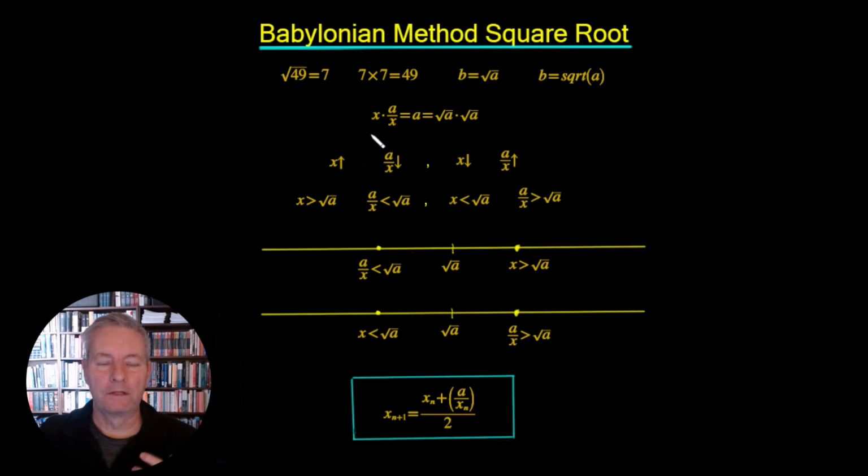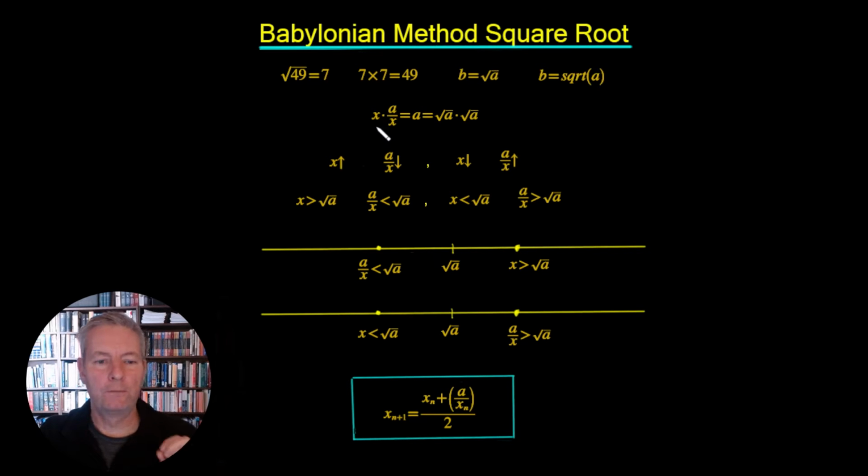Now, the Babylonian method is a nice and beautiful little method, and the main mathematical point here is that we can write the number a as x times a upon x, because the x's will cancel and we're just left with the a. But we also know that the value of a can be written as the root of a times the root of a. So take your time, just make sure that that makes sense to you.